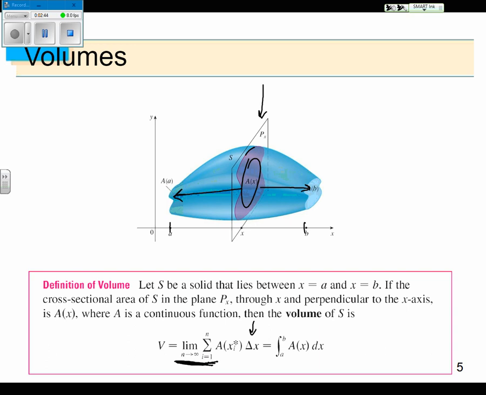And of course we know that we can rewrite that. So yeah, this is the big key right here. In order to do volume, we are going to just be integrating from a to b this cross-sectional area times dx.